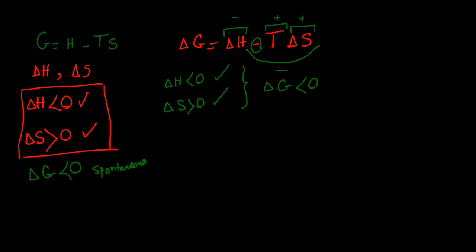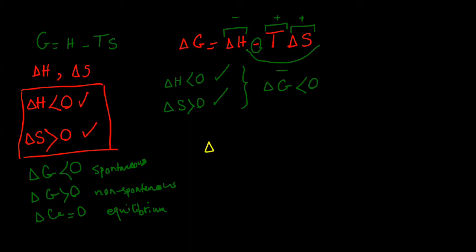It means if I have delta G larger than 0, the reaction is non-spontaneous. And delta G equals 0 is equilibrium, which we discussed in another video. So if delta H is smaller than 0 and delta S is larger than 0, definitely delta G is smaller than 0 and the reaction is 100% spontaneous.